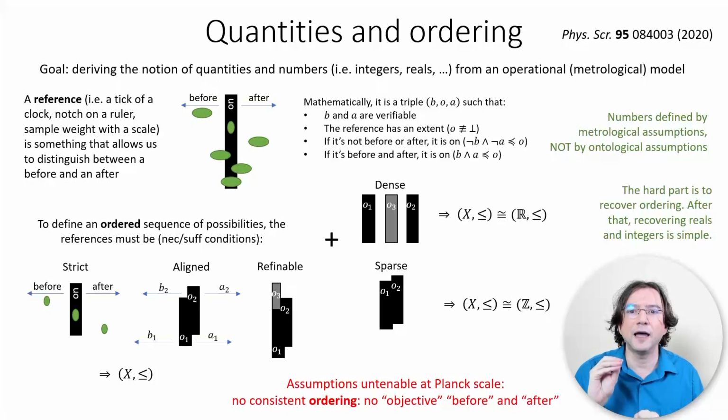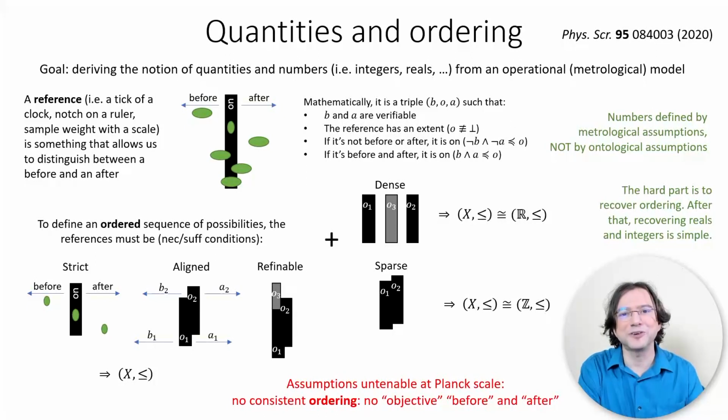And what's very interesting that comes from this type of work is that the assumptions that are really hard, the ones that do most of the work, are not really recovering the real numbers, they are recovering the idea of an ordered quantity. And none of those ideas of ordered quantities are tenable assumptions at Planck length, right? So at some point, those assumptions fail because they're untenable.